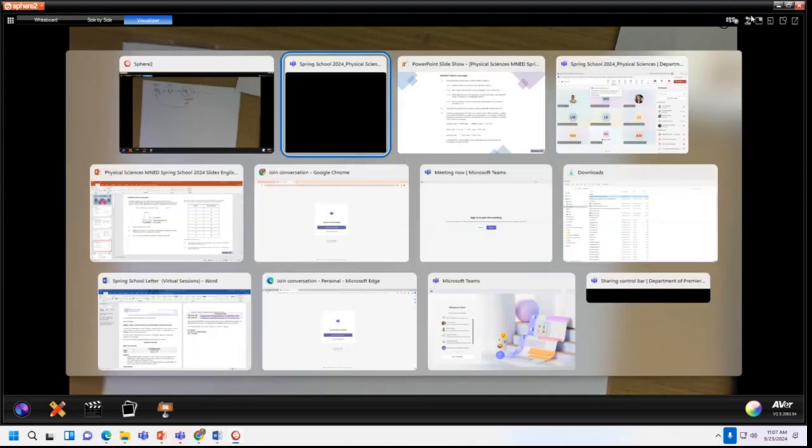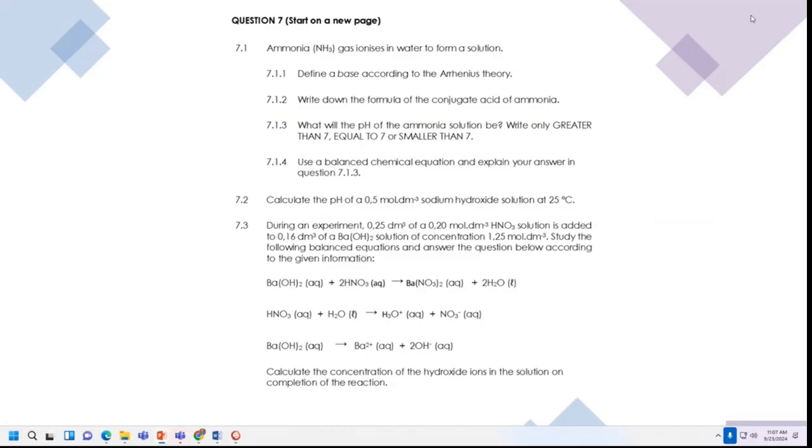Now, let's go across to our question here. The next one, what will the pH of the ammonia solution be? Will it be greater than 7, equal to 7, smaller than 7? It will certainly be greater than 7. It will not be equal to 7 because it's not neutral. It will not be smaller than 7 because it's far from acidic. It is a base, and therefore ammonia will have a pH greater than 7.